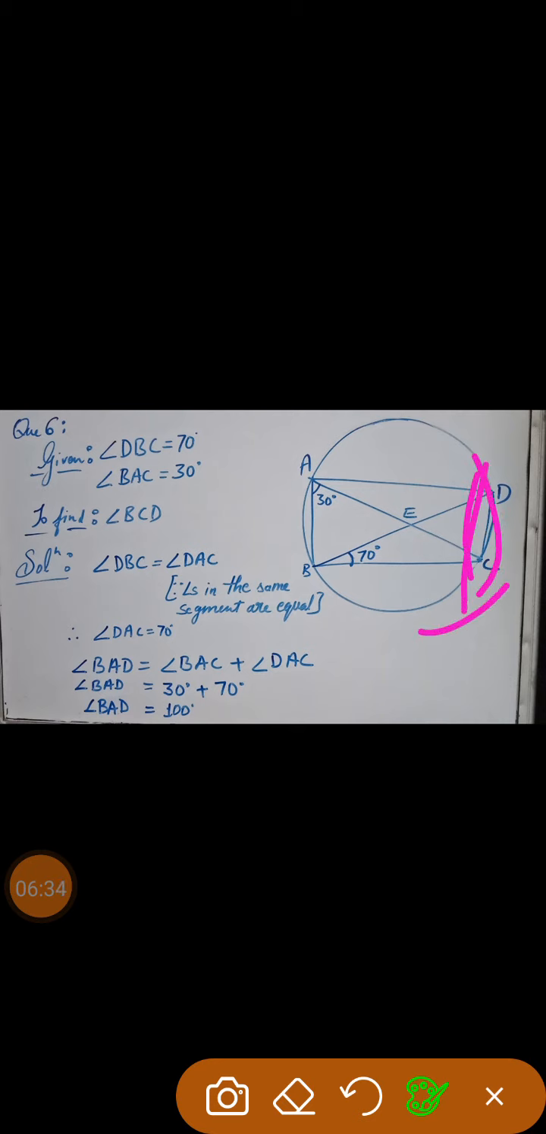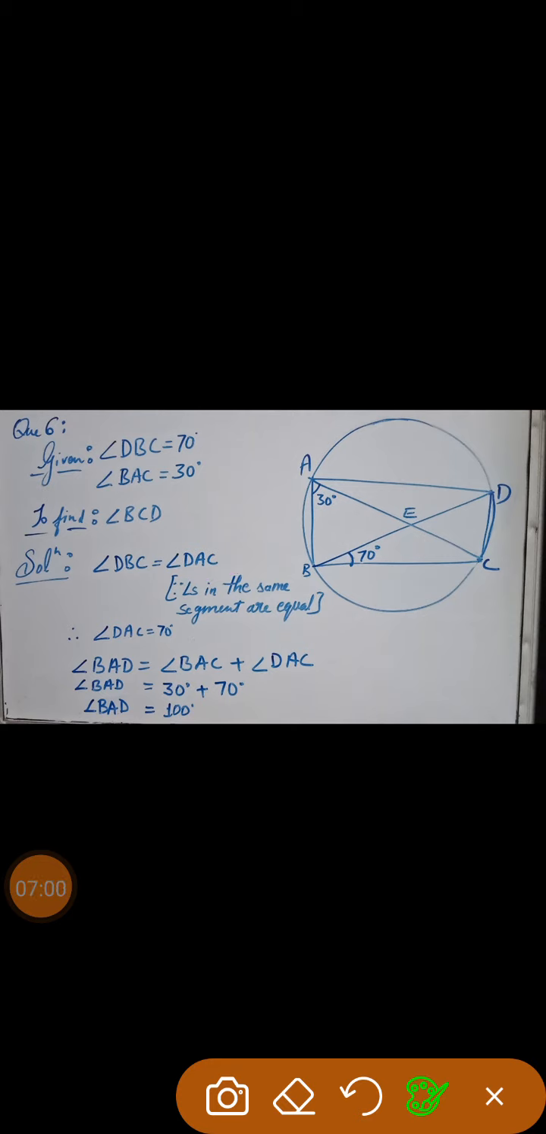So on this segment there are two angles. So angles in the same segment are equal. This is a theorem. So these two are equal. So we have written here angle DBC is equal to DAC, and write the reason also: angles in the same segment are equal.